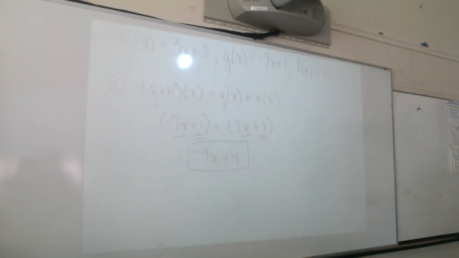Okay, let's take a look at example 2. So example 2, we're going to do h minus g of x. And again, I'm going to rewrite this just to separate it. I'm going to say h of x minus g of x. You don't necessarily have to rewrite it. I'm just doing it to show you. So let's start off with the h function. That comes first. Well, my h function is 3x plus 3. So that's what I'm going to write. I'm going to keep it in parentheses because it's an entire expression. I don't want to separate it. Minus g of x. Well, my g of x is negative 7x plus 1.